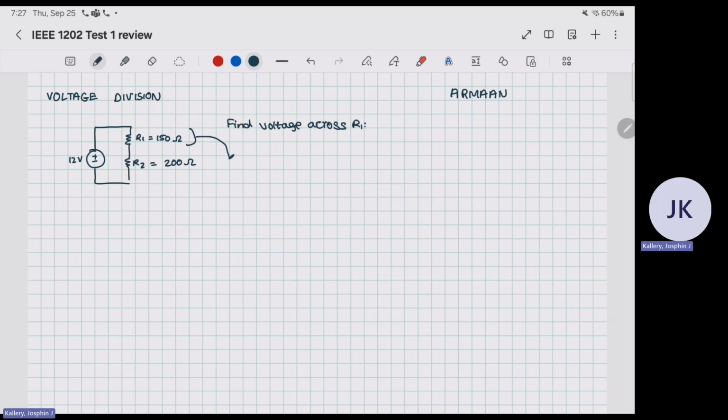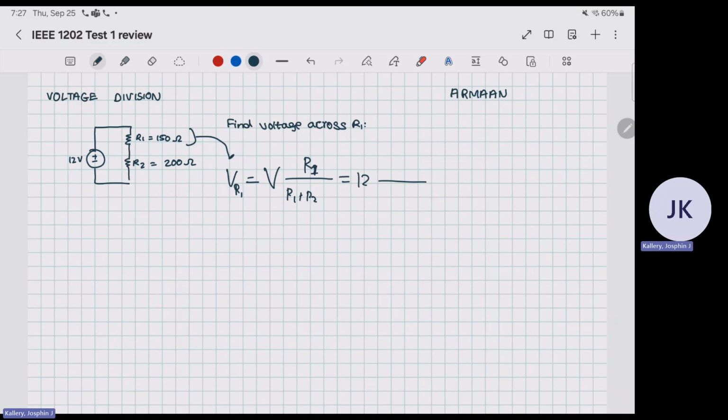And the general formula for a voltage divider is, let's say we want to find the voltage drop across R1. We have our supplied voltage source. This will be our equivalent resistance on the bottom, aka R1 plus R2. And then this resistance value will be the value of the resistor that we want to find, which is R1. So now we just have to plug in values.